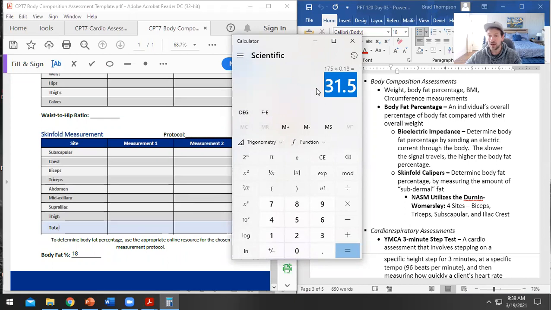So now I can figure out what my lean mass is by taking 175 minus 31.5. Oh my God, I'm sorry, I totally screwed this up. Times 0.18, I hate this. 175 minus 31.5. That means a lean body mass of 143.5 pounds and a body fat mass of 31.5 pounds. So that's how we calculate that out.